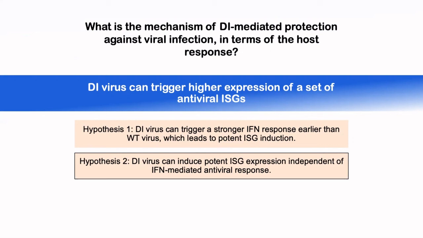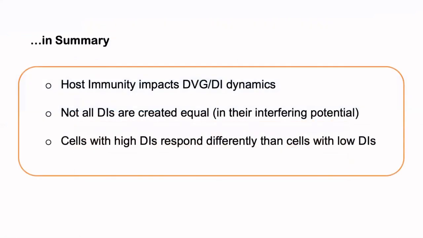So I showed you two aspects: in animals, what we see with the DIs, and what is happening at the single cell level in the response to these DIs. In summary, we do see that these DIs stimulate the response, but we also see that the immune status of the host can have an effect on these DIs.